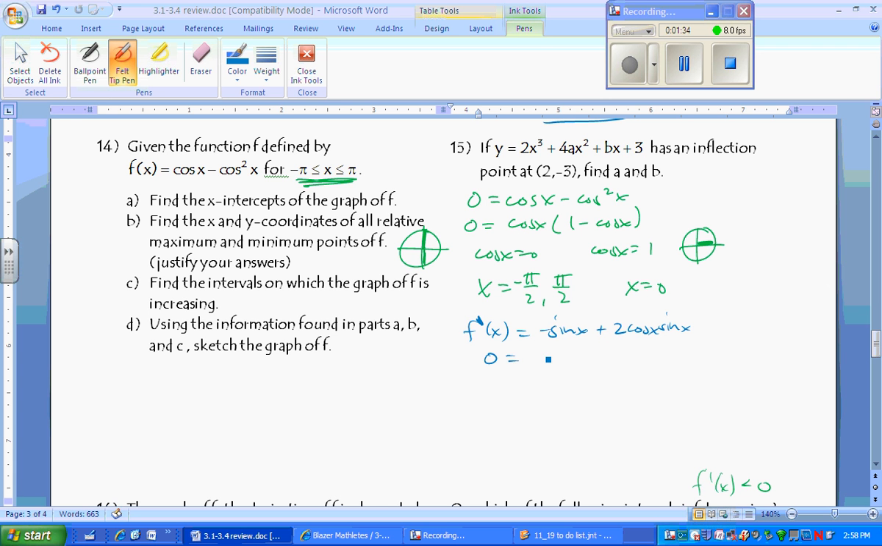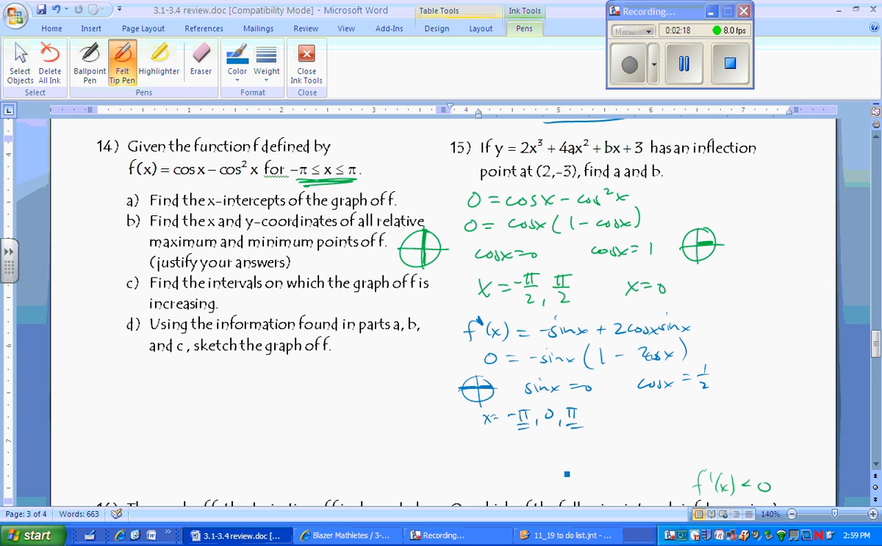So we need to know when this is 0. We can factor out a negative sine of x here. We get 1 minus 2 times cosine of x. So either the sine of x equals 0 or cosine of x equals 1/2. So if sine of x is equal to 0, y value is 0, that would be here and here, but it has to be between negative pi and pi. So actually, the way we'd write this is negative pi, 0, and pi.